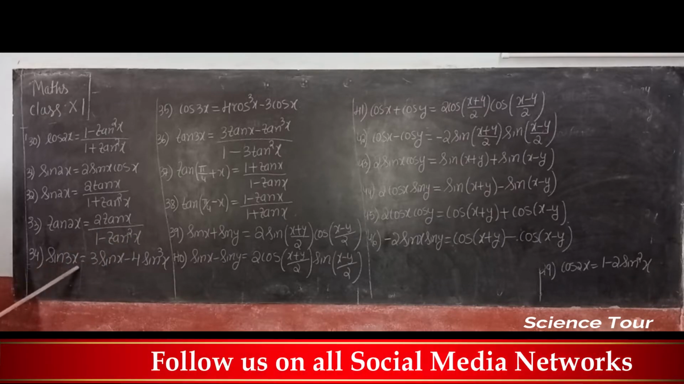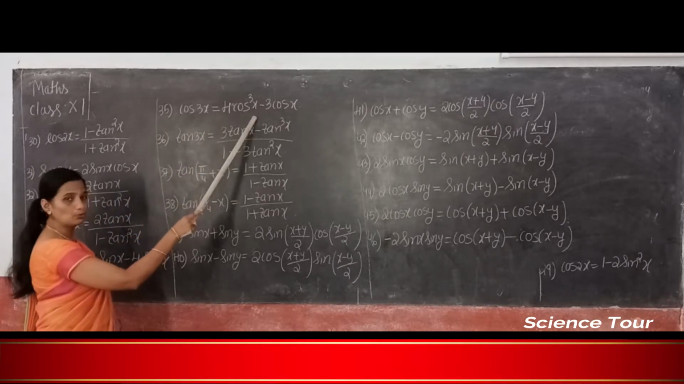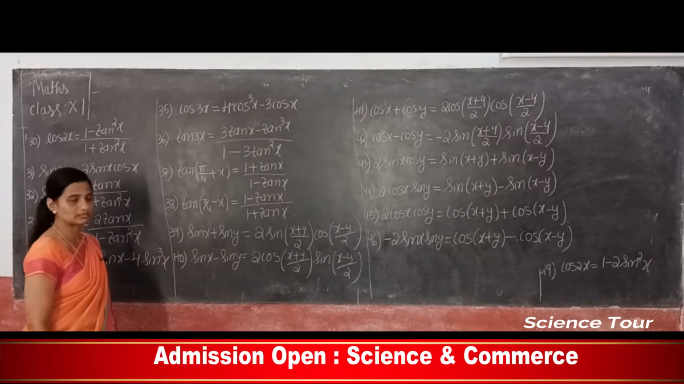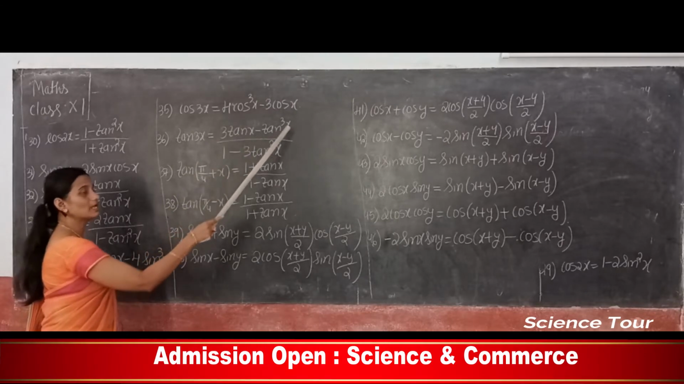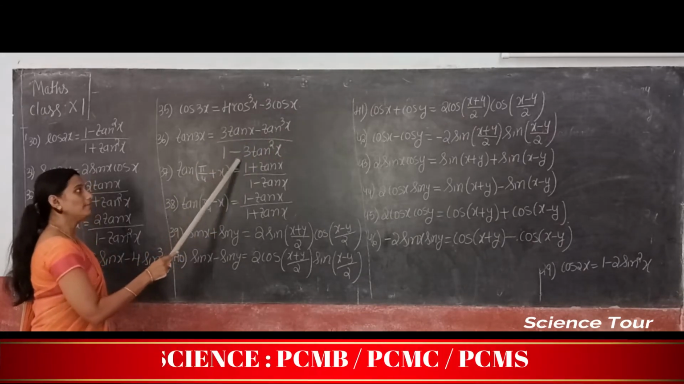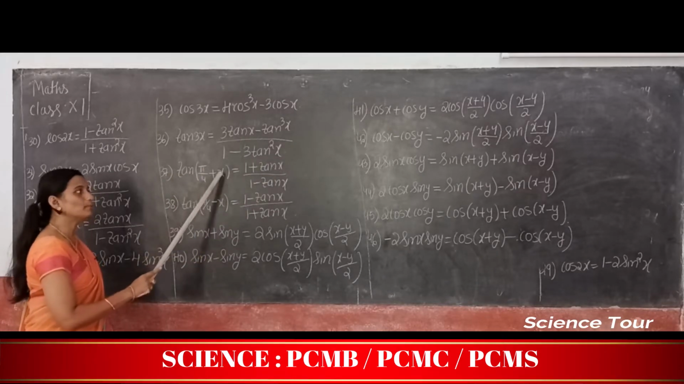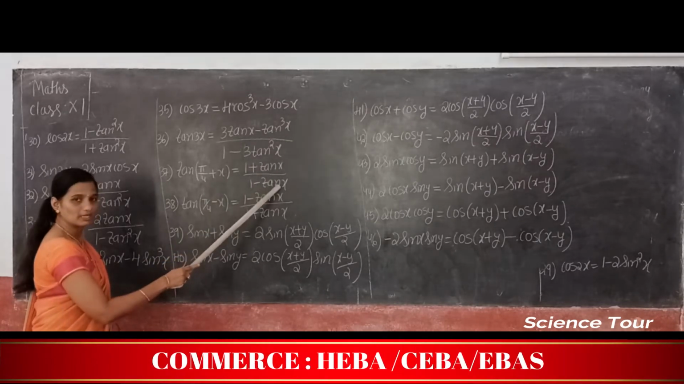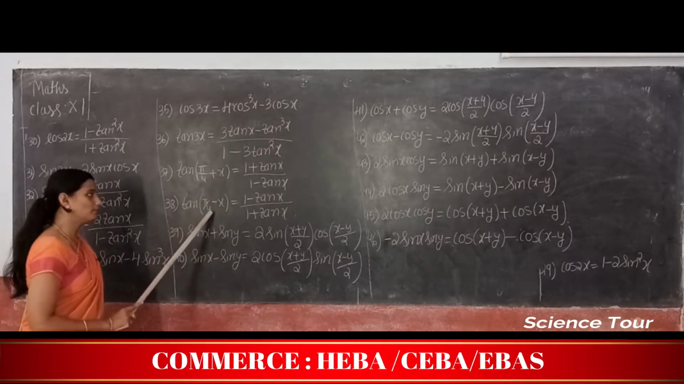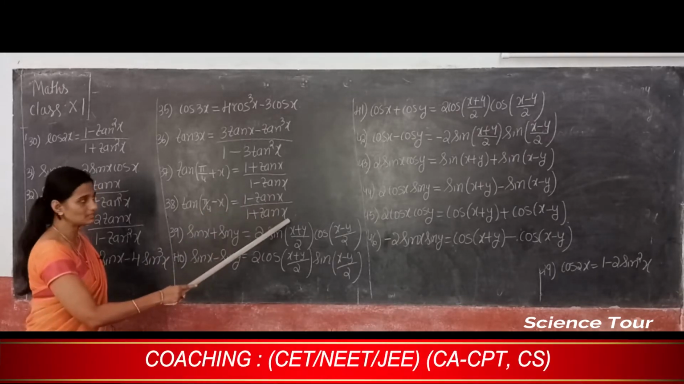Next sin 3x formula, it is 3 sin x minus 4 sin cube x. Cos 3x is 4 cos cube x minus 3 cos x. Tan 3x formula is 3 tan x minus tan cube x divided by 1 minus 3 tan square x. Next, tan(pi by 4 plus x) is 1 plus tan x divided by 1 minus tan x. Tan(pi by 4 minus x) is 1 minus tan x divided by 1 plus tan x.